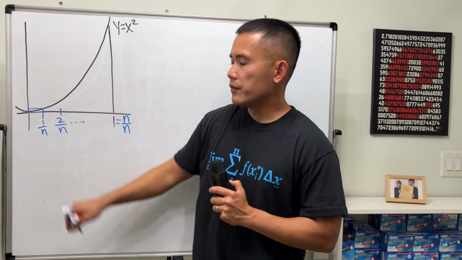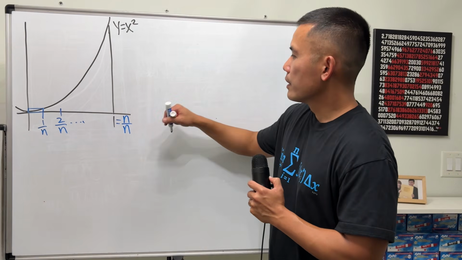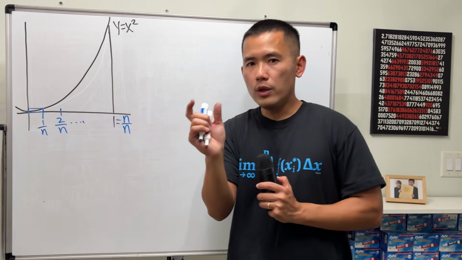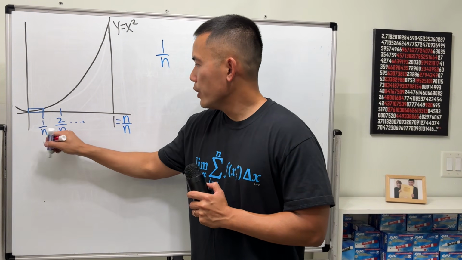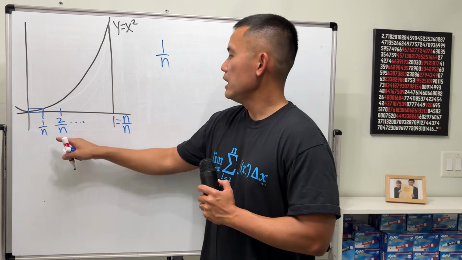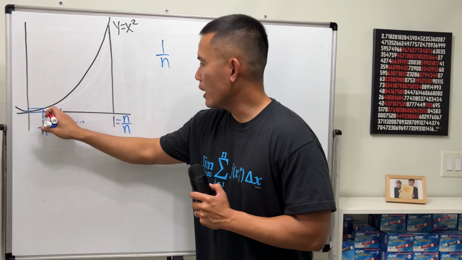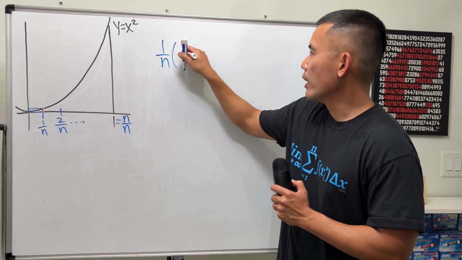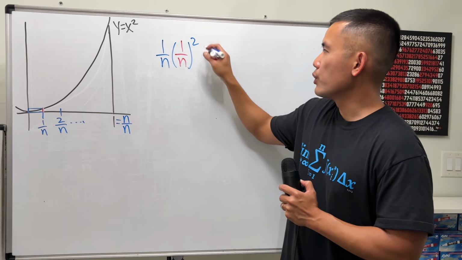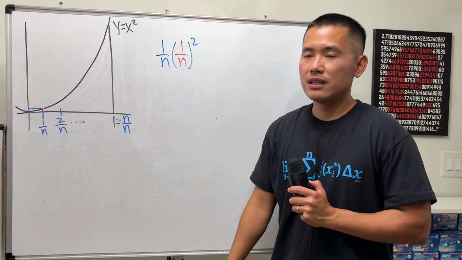Let's find the area of this first rectangle right here. The base is 1 over n, and then the height, well, we use this as the x value. If I plug that into here, I can get the y value, which will give us the height. And that will be 1 over n here, and then you square that. That will give us the height.